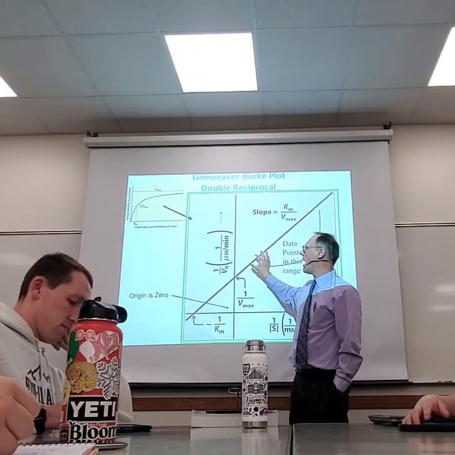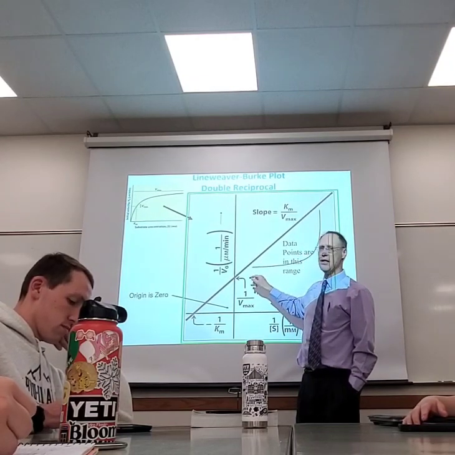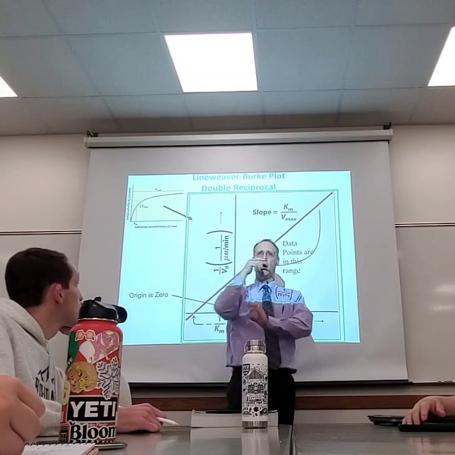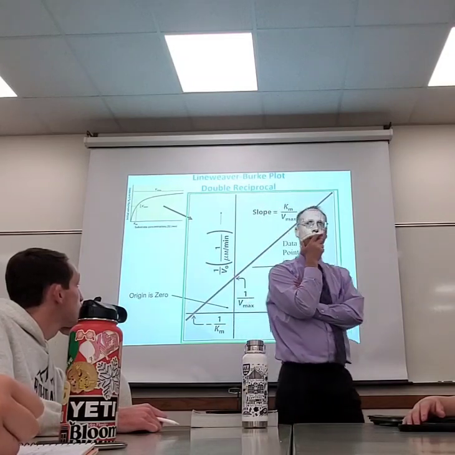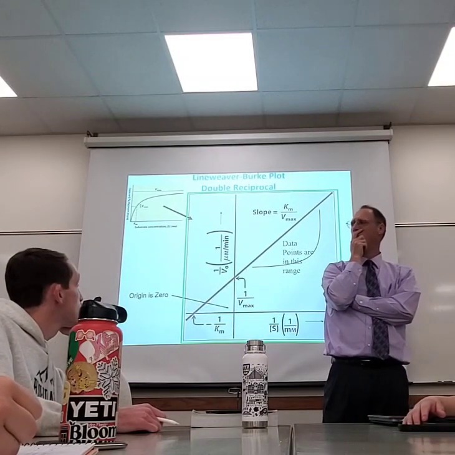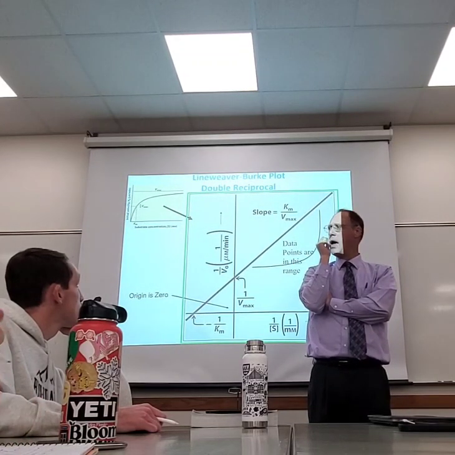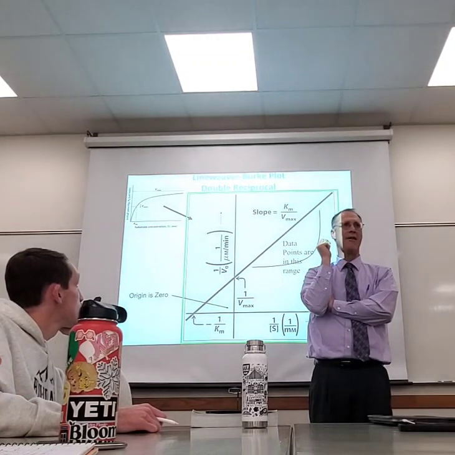So why is this better to read the Vmax than this one here? You have an actual linear line, and you have an intercept, and I have an intersection and I know exactly what it is.